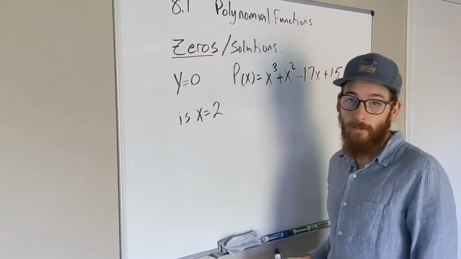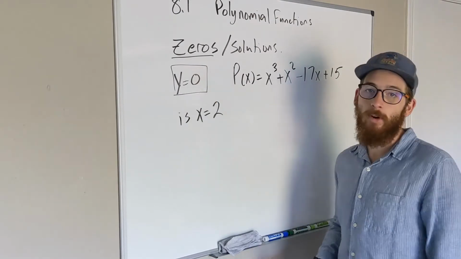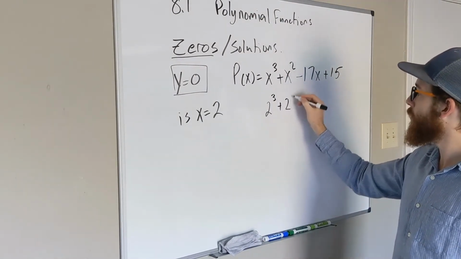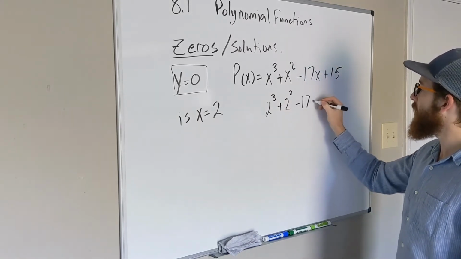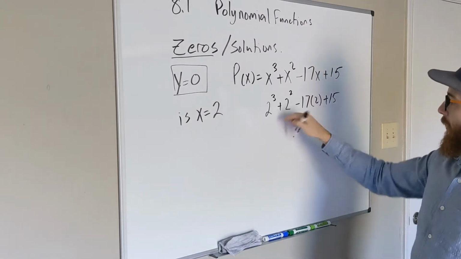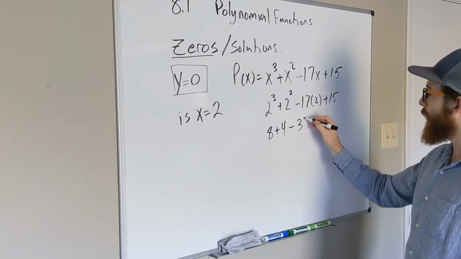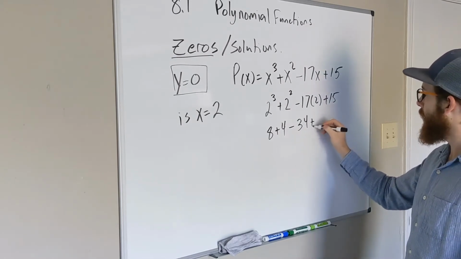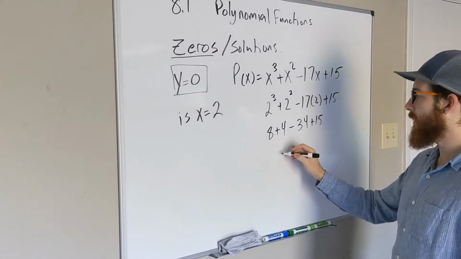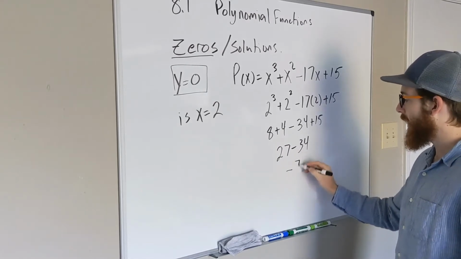They're called zeros for a reason. My y value should be equal to 0. So let's plug 2 in and see what happens. 2 cubed plus 2 squared minus 17 times 2 plus 15. Okay, well this is 8 plus 4 minus 34 plus 15. 12 and 15 is 27, minus 34, negative 7.